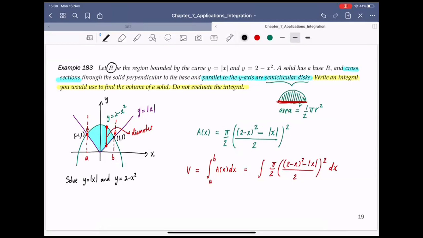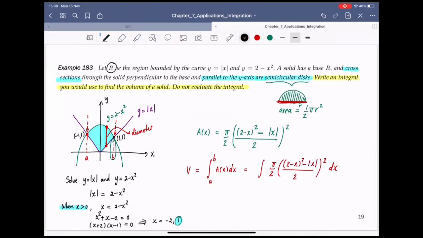But if you do actually want to solve it, you can set absolute x equal to 2 minus x squared. When x is positive, you have x equal to 2 minus x squared, and then you get x squared plus x minus 2 equals 0. That means (x plus 2)(x minus 1) equals 0, so x equals negative 2 or 1. However, because you force x to be positive, x equals 1 is your answer here. That means x equals 1, right?